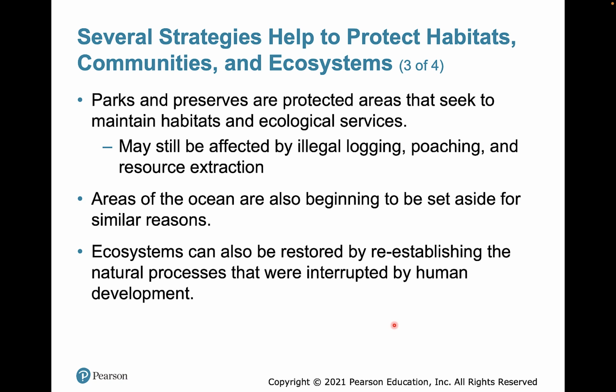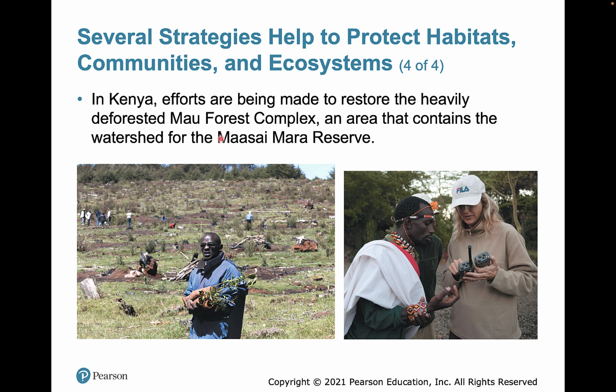We can set up parks and preserves to protect habitats and ecosystem services, to allow those ecosystems to function regularly. You may have some illegal stuff happening there, but at least it's set aside, and there are people there to protect it. They also set parts of the ocean aside for that, marine reserves. We're going to learn about that a little bit later down the line. And you can also put ecosystems back the way they were before we started to mess with them. And there's an example, okay?